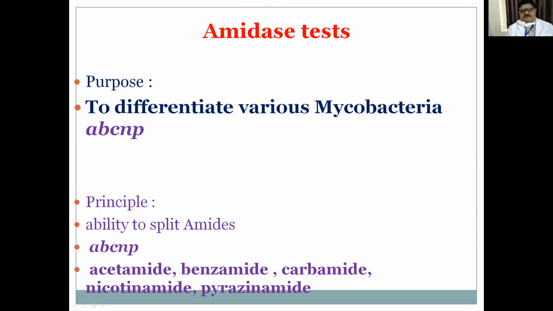Amidase to differentiate various mycobacteria. Again, I have a small mnemonic, ABC and P. ABC is what amide? Acetamide, benzamide, carbamide, nicotinamide, and pyrazinamide. So these amides, they have an amidase in the bacilli, and it can split these amides.